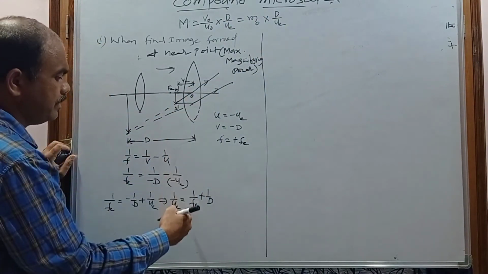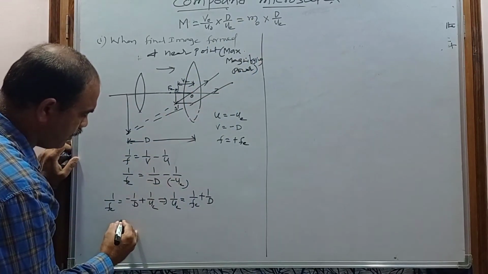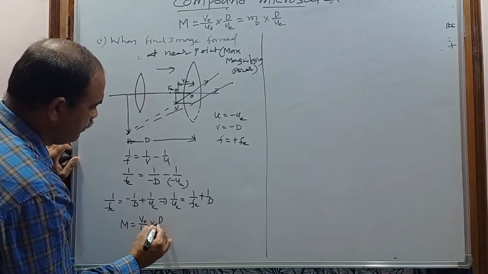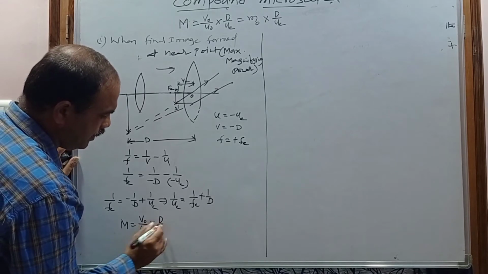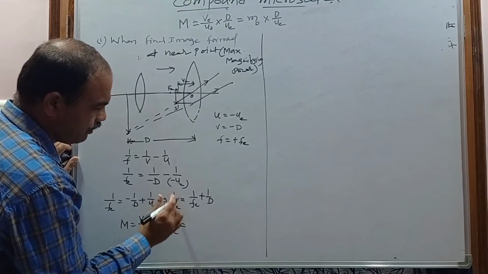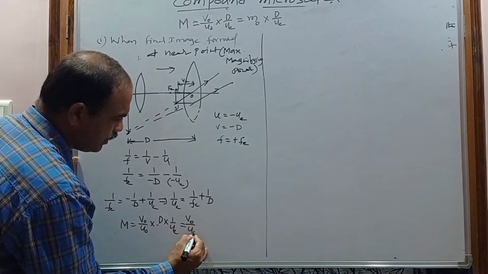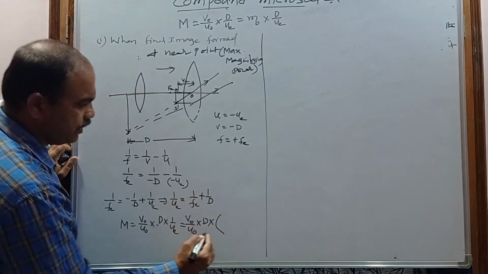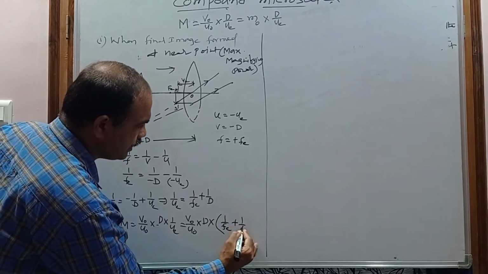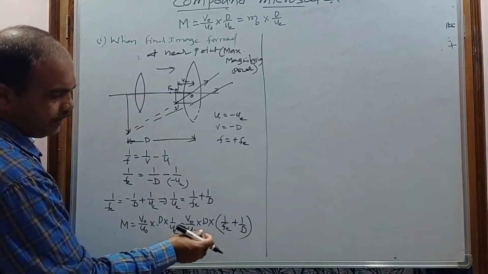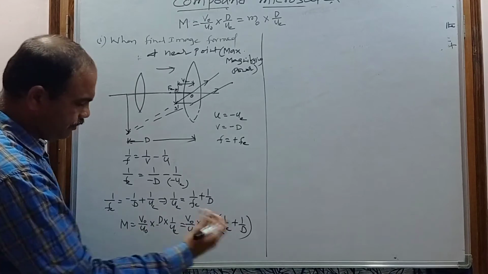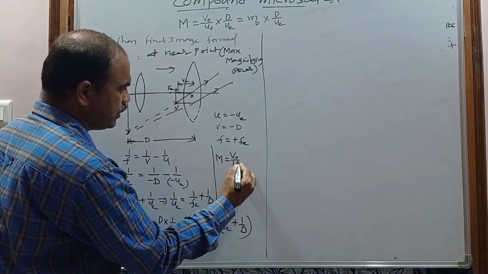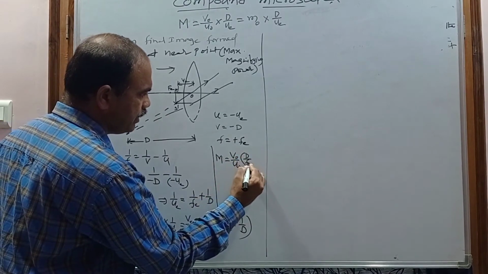Now I substitute this formula in the magnifying power equation. M equal to v naught by u naught into d by u suffix e, and d into 1 by u suffix e means v naught by u naught into d into 1 by f suffix e plus 1 by d. So when I multiply this, d will go inside. What you get: m equal to v naught by u naught into d by f suffix e plus d by d.